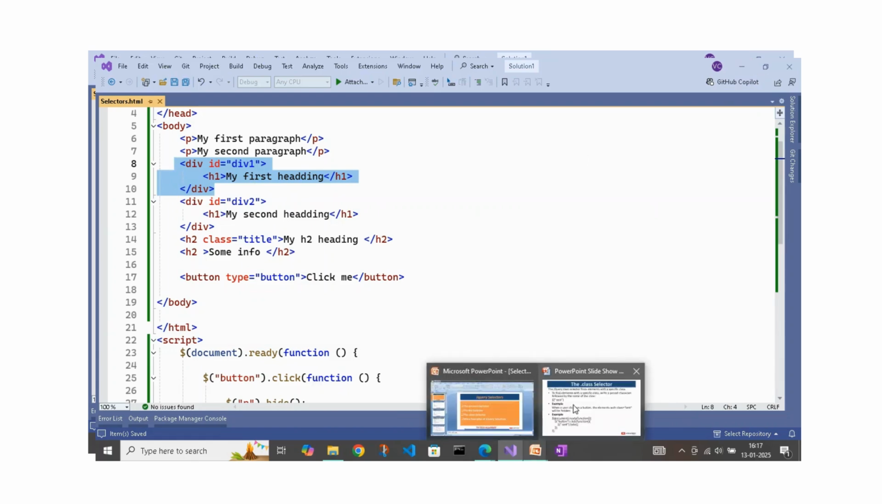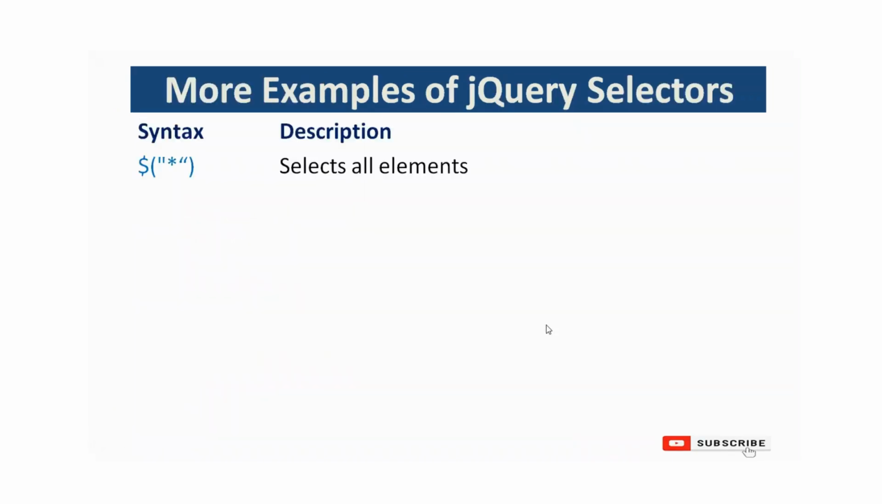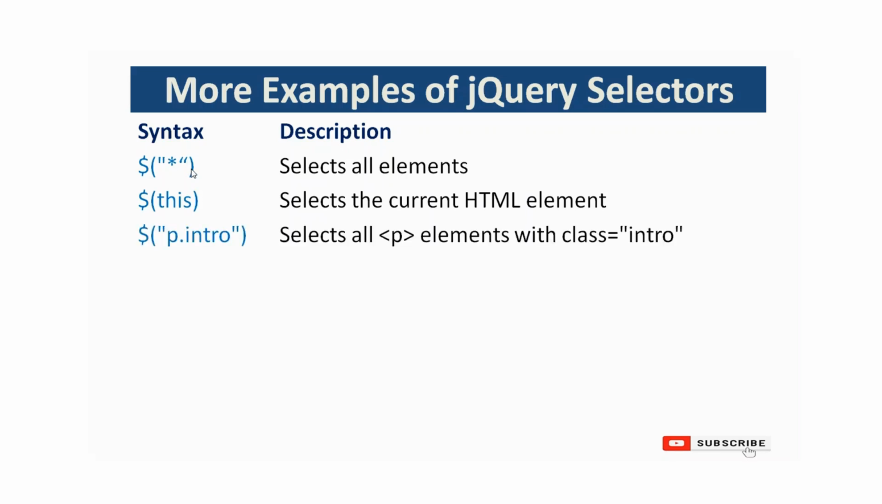We will go through further samples on jQuery. This one is to identify all the elements in the HTML page. If I give star, we are able to identify all the elements. This means it selects the current HTML element. And p dot intro selects all p elements with the class equal to intro.